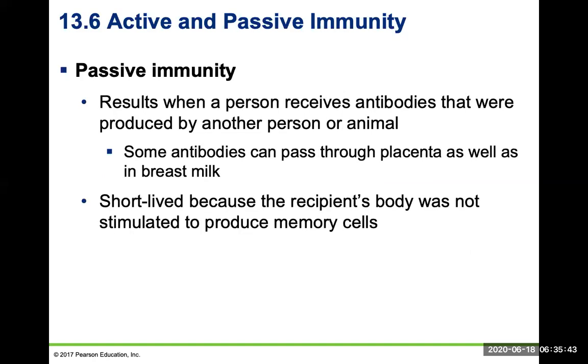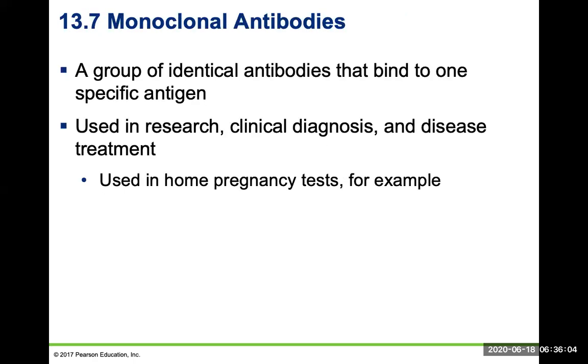Passive immunity results when a person receives antibodies that were produced by another person or animal. So this happens a lot through babies drinking breast milk or through the placenta. It's short-lived because the recipient's body was not stimulated to produce memory cells, so you want that active immunity more, so babies still need to get their vaccinations.